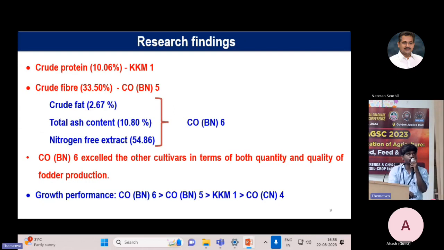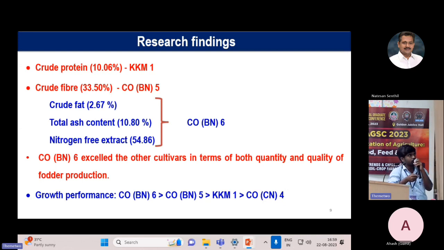Then coming to research findings, crude protein was highest in the KK1 variety, whereas crude fiber was highest in the Co5 variety at 33.5%. Coming to crude fat, total ash and nitrogen free extract, the Co6 variety performs better than the other varieties because its genetic nature allows more photosynthetic generation and accumulation of more minerals in plant parts. Overall, Co6 performed best in both quantity and quality aspects.